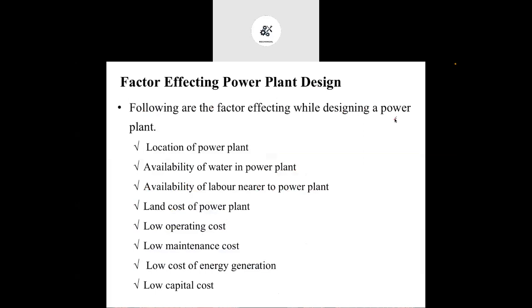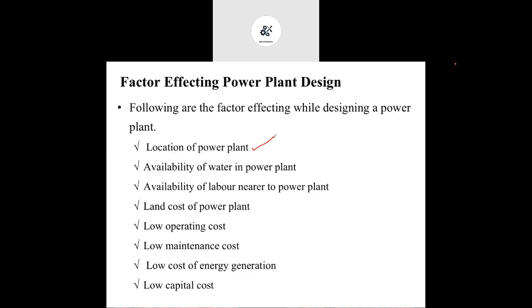Now all those factors are affected by some other factors, or other inputs, or variables. Following are the different variables because of which the factors of the power plant design change. First, as we know, is the location of the power plant. Whenever we go to design a power plant, the location matters most.